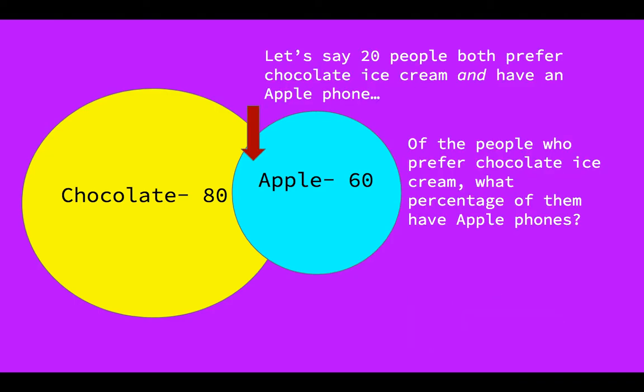Well, let's say we counted it up and we found that there are 20 people who have both a preference for chocolate ice cream and have an Apple phone. It's 20 people, right? So, of the people who prefer chocolate ice cream, this 80, what percentage of them have Apple phones? Well, we know it's 80 people who prefer chocolate, 60 people who have Apple phones, but only 20 of them are both chocolate lovers and iPhone users, right?